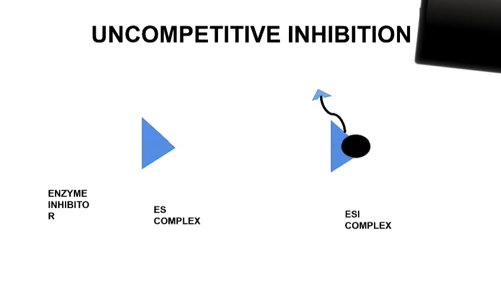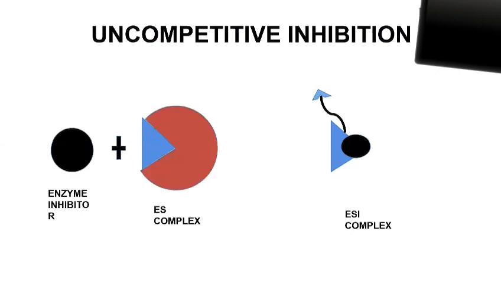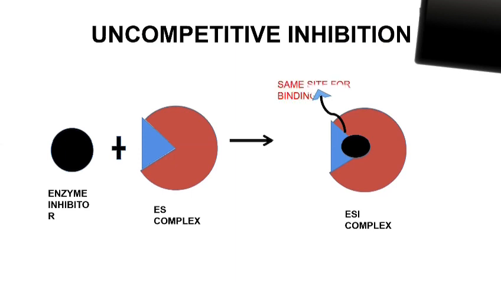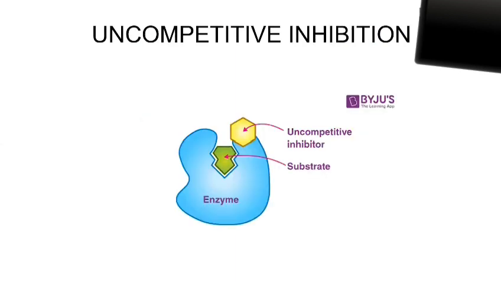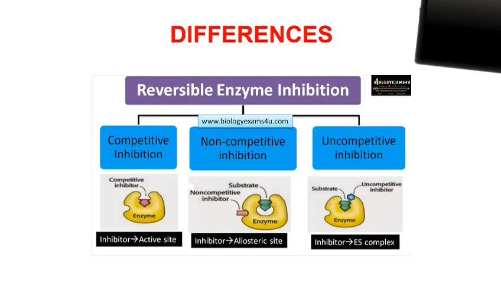Coming to the mechanism, there's an enzyme substrate complex, and the enzyme inhibitor binds to it at the same site, resulting in the formation of the enzyme substrate inhibitor complex. Same site for binding. Then coming to the differences: in uncompetitive, there is the same site for binding. In non-competitive, different sites. In competitive, there's competition between substrate and inhibitor. Competitive forms the EI complex, non-competitive forms the ES and ESI complexes, and uncompetitive forms the ESI complex.